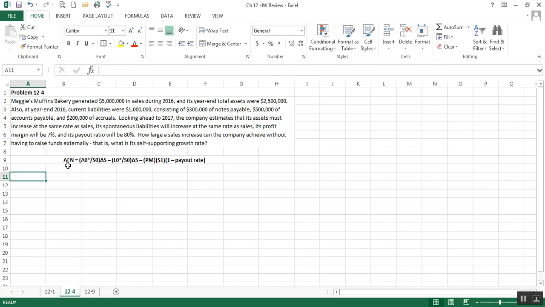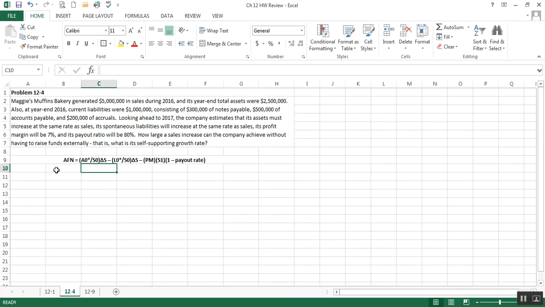Well, let's start with our additional funds needed equation, as we previously discussed in 12-1. Here, we can plug in the information that we know and rearrange the formula to calculate for S1, which is essentially next year's sales, where the AFN is equal to 0 additional funds needed. So let's start with what we know.